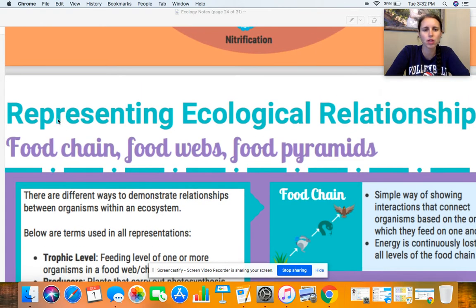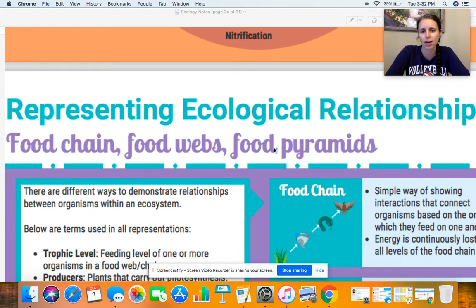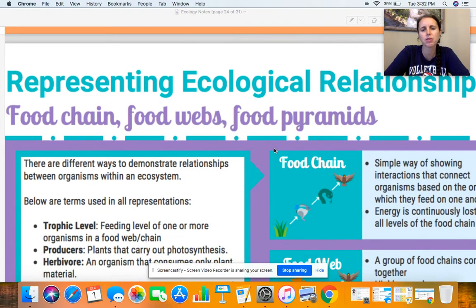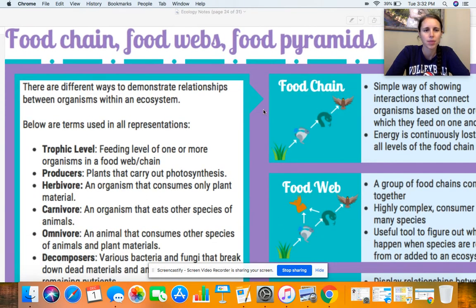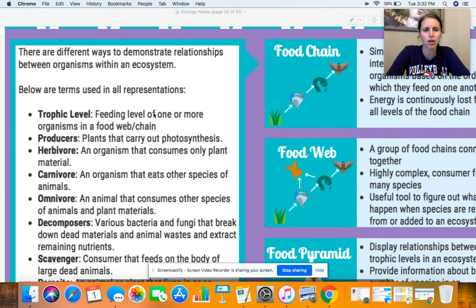So here in this note, we're going to look at different ways that we could represent ecological relationships. There's a couple of different ways that you can communicate what species feeds on what species. So we're going to look right now at food chains, food webs, food pyramids, the difference between them, and some pros and cons.